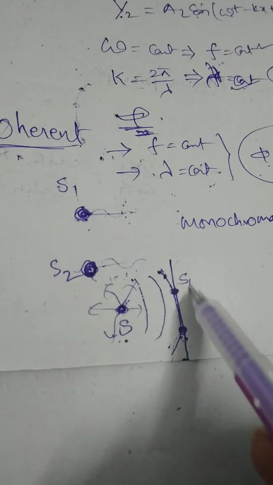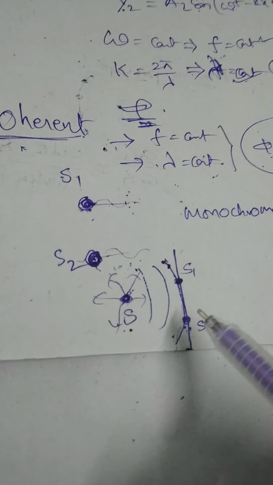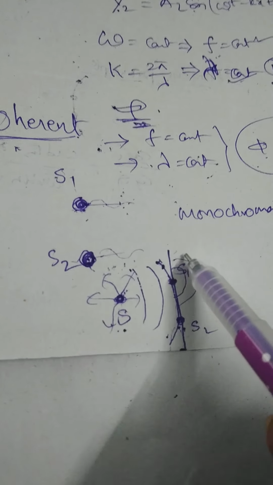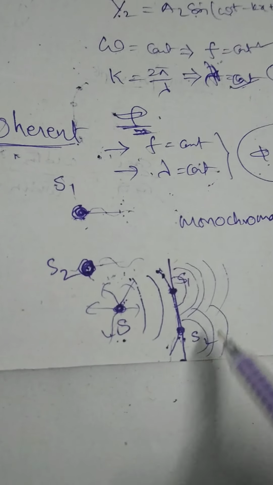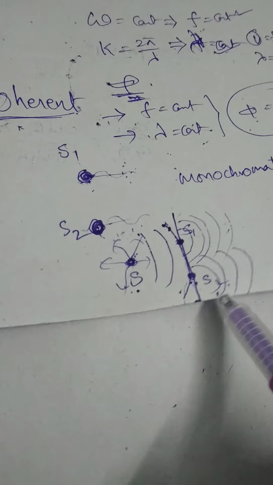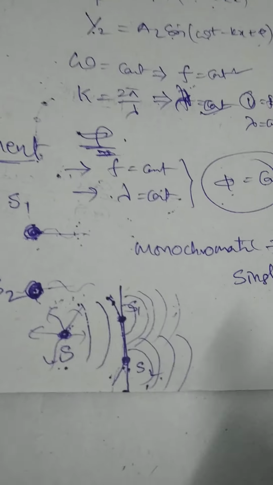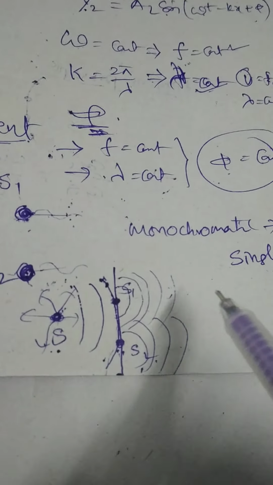Here S1 is one pinhole, S2 is another pinhole made on the cardboard. Therefore, from S1 also the light rays are moving like this. From S2 also light rays move. These two light waves are moving along the same direction and superimposed together. They produce alternately bright and dark bands on the screen.